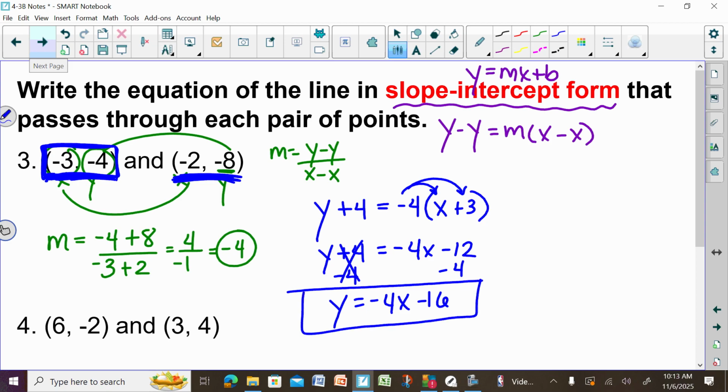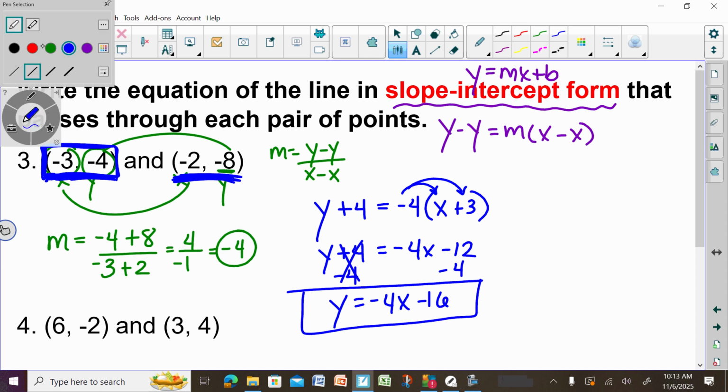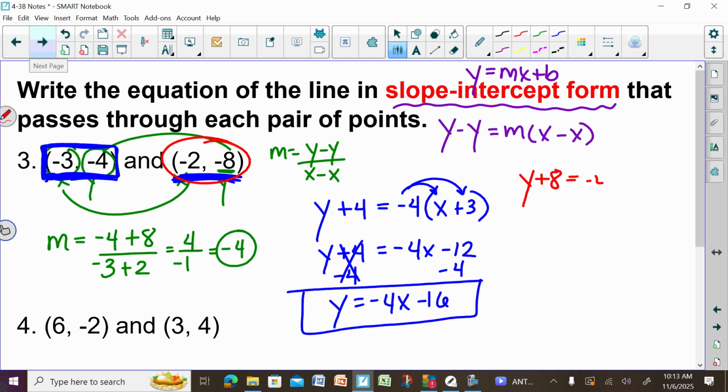Okay. And then I'm going to just quickly go through that other one. You can write it down. You don't have to write it down, but I just want to show you the side-by-side of how it actually gives you the same result. So I'm going to go a little faster. If I used this one instead, and I'm not going to do this for all of them, but I think it's an important valid point. Y plus 8 equals negative 4, and then x plus 2. I should get the same results.